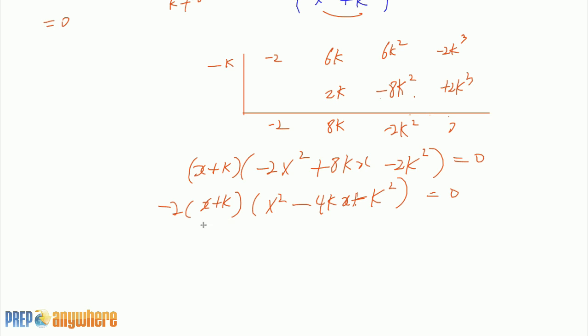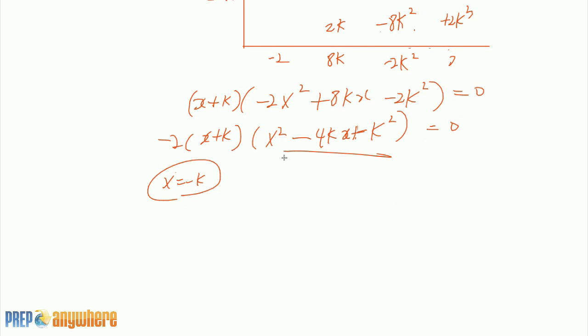Okay, so definitely x equals negative k. X equals negative k is one solution. We're going to get two more solutions from here, right? So we can use the quadratic formula.